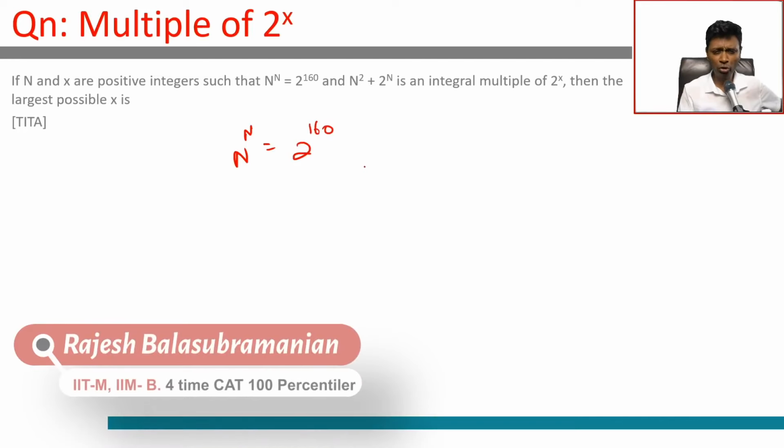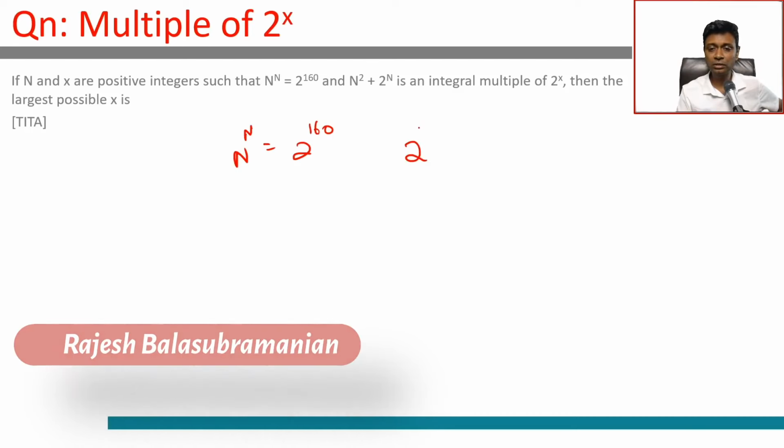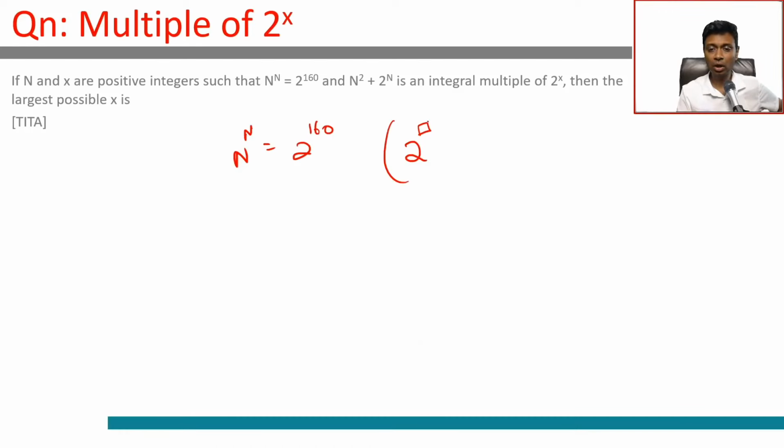n is a positive integer, 2 power 160. Here we've got to write this as 2 power a number whole power a number, 2 power p whole power q. Fine, so 2 power p equal to n, which should be equal to q.